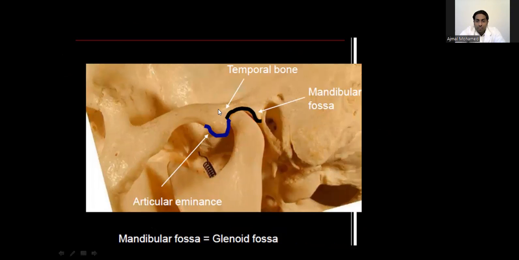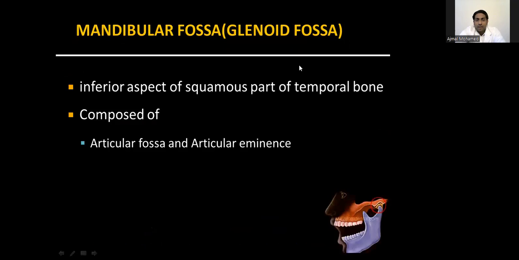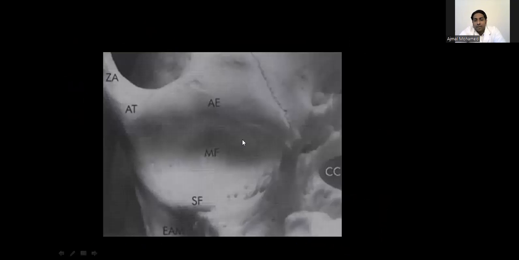Now coming to the mandibular bone, the head of the condyle, or the superior portion of the condyle, will articulate with the mandibular fossa that is present here. And this protuberance is called the articular eminence. So the mandibular fossa is otherwise called the glenoid fossa. It comprises the articular fossa and the articular eminence.